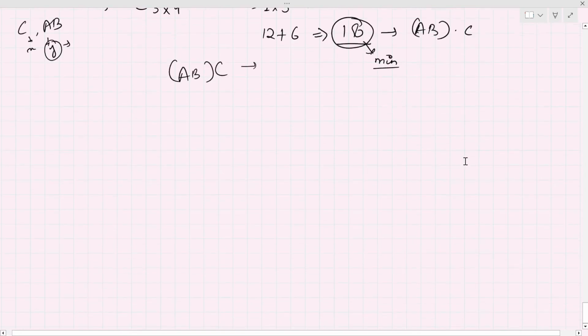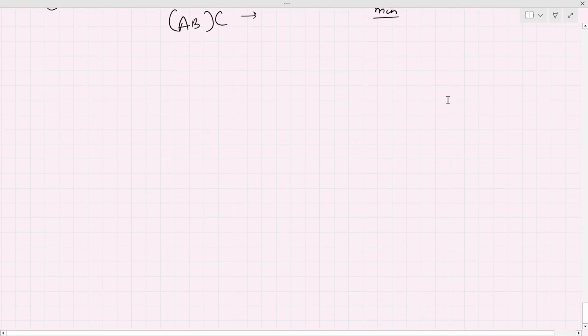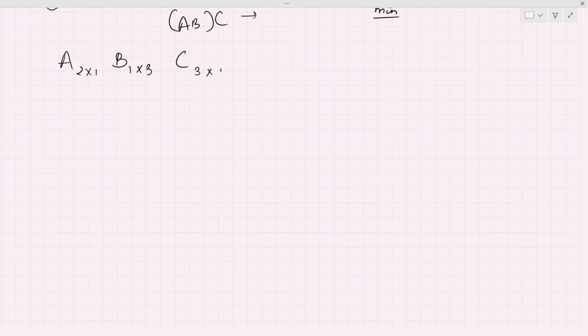Now we are solving a question which we have four matrices. Okay, so we take an example like A is equal to, A is of 2 cross 1, B is of 1 cross 3, C is of 3 cross 4 and D is of 4 cross 5. Okay, so let's take this example and we are finding the correct combination of these four matrices. Okay, because in three matrices we have only two possibilities, so we find very easily. Now we are taking four matrices and let's see how we can find this.